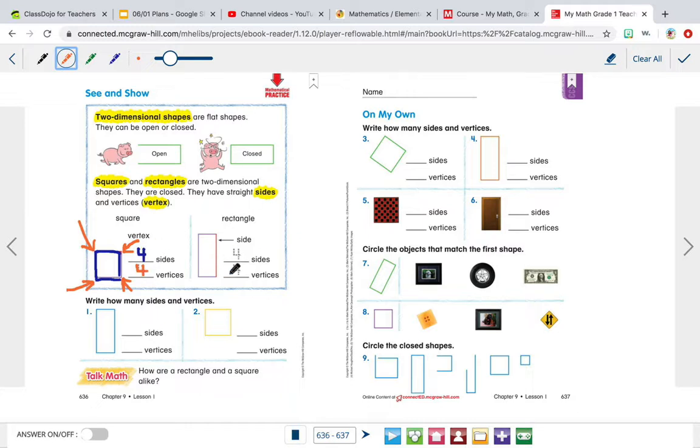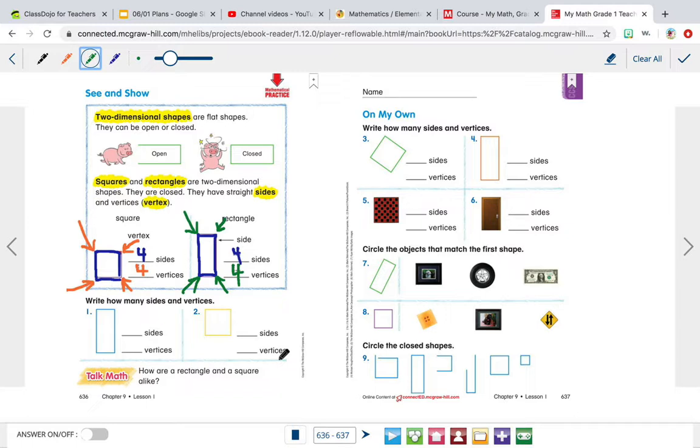Now look at this one, this rectangle. It has how many sides? Let's see. 1, 2, 3, 4. So it has 4 sides. Now let's see how many vertices. Let's point at the corners. Ready? 1 corner, 2 corners, 3 corners, 4 corners. So it has 4 corners or vertices, okay?